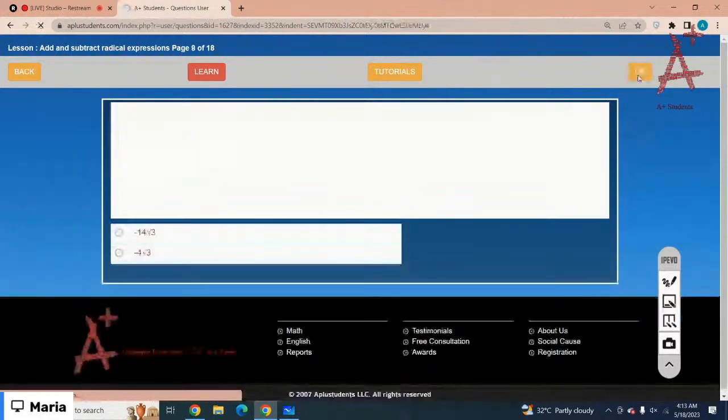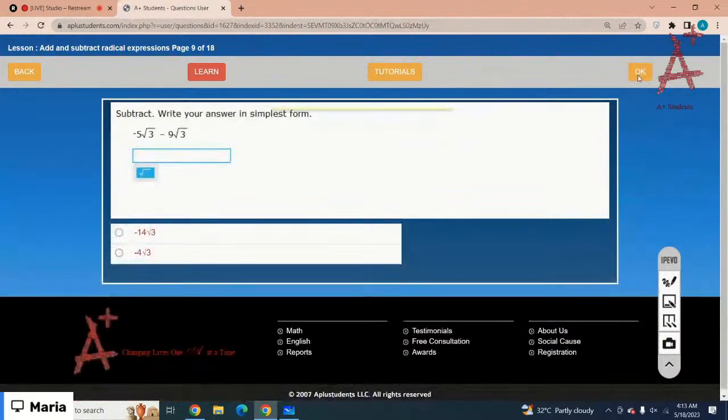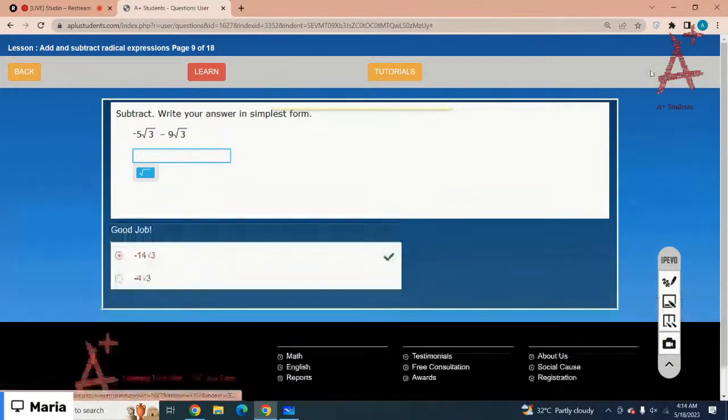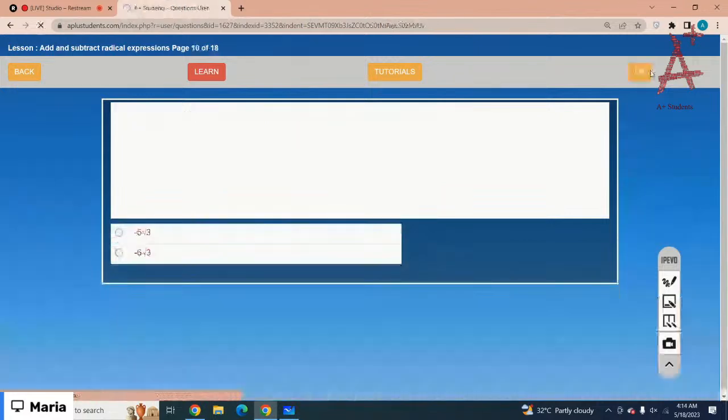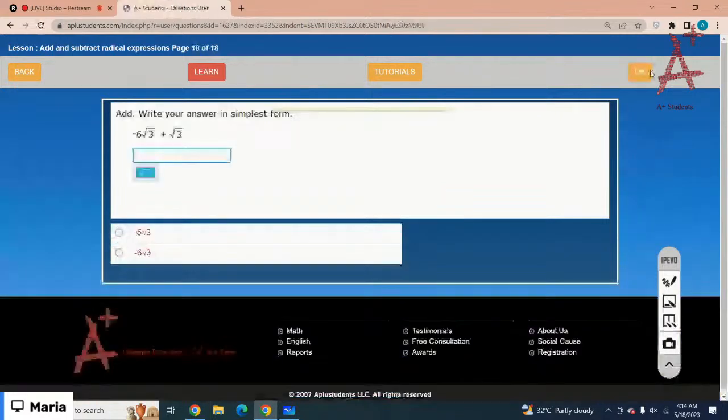Okay, negative 5 square root 3 minus 9 square root 3. So which is the correct option? Yes, very good. Negative 9 and negative 5 makes negative 14. So it would be negative 14 square root 3 is the correct option. Got it? Okay, negative 6 square root 3 plus 1 square root 3. So which is the correct option? Negative 6 plus 1 is negative 5. It would be negative 5 square root 3.